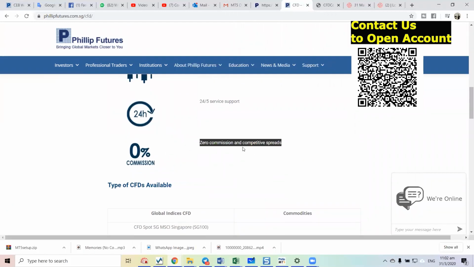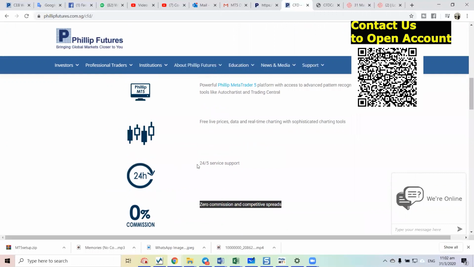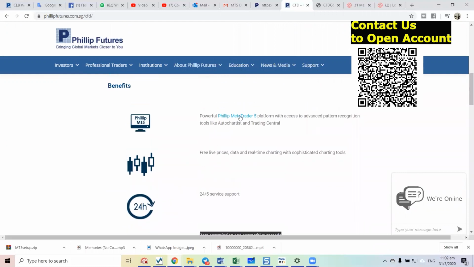Another advantage is zero commission, with a competitive spread. Also, MT5 is a much easier-to-use platform. It's a more advanced platform.